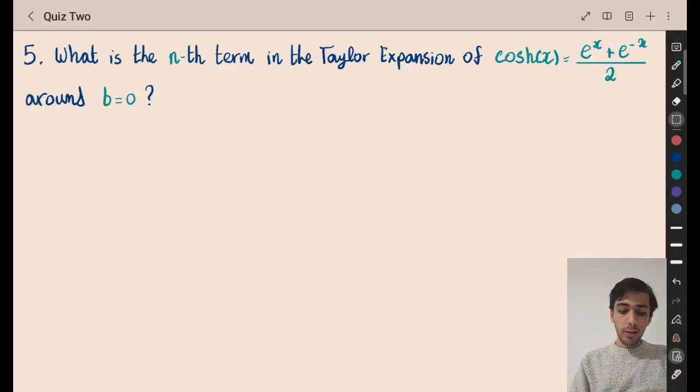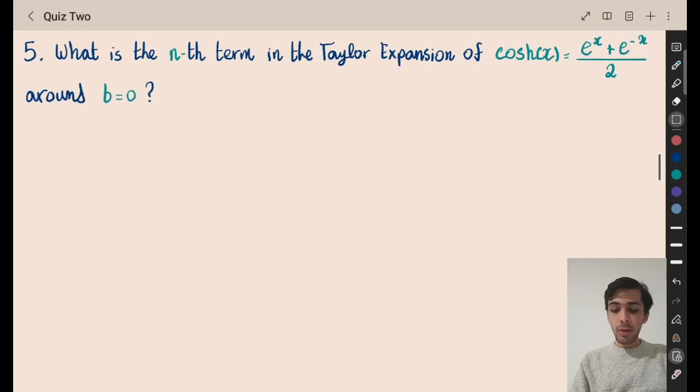What is the nth term in the Taylor expansion of the cosine function around b is equal to 0? I really like this problem. Just saying. Now, the cosine function is a very interesting one.